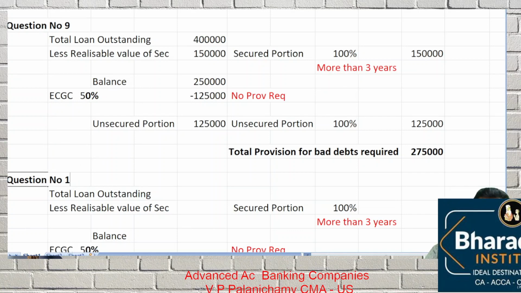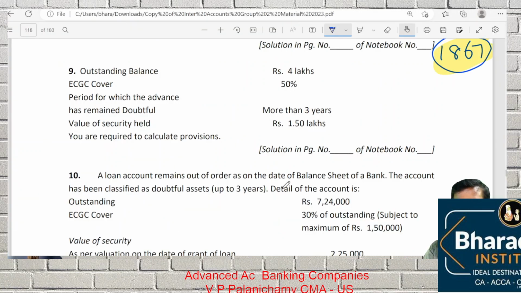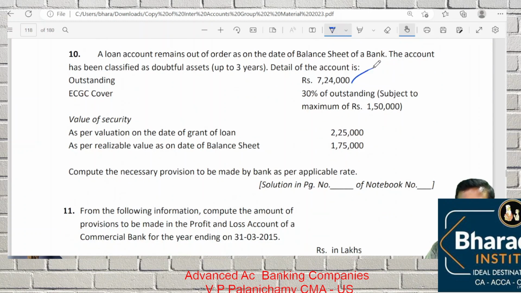Try to work out question number 10 next. Pause and copy wherever it is required. Try question number 10 next. There are two values given. Okay, ECGC cover is okay. Maximum is 1,50,000. That is okay. Valuation is given on the date of granting the loan. Realizable value on the balance sheet is given. So which one will you take as the secured portion? This 1,75,000. 1,75,000 is the realizable value while preparing this balance sheet. That will be taken as the secured portion.